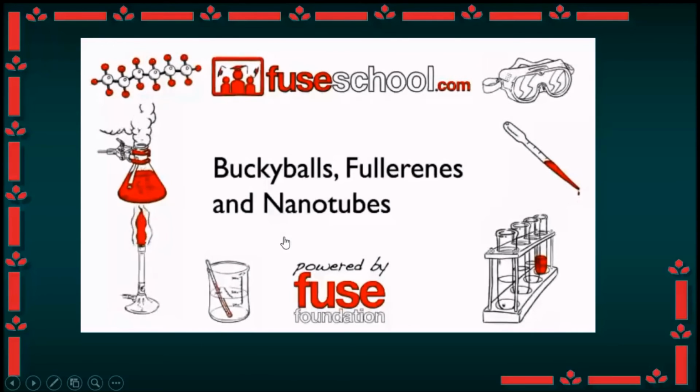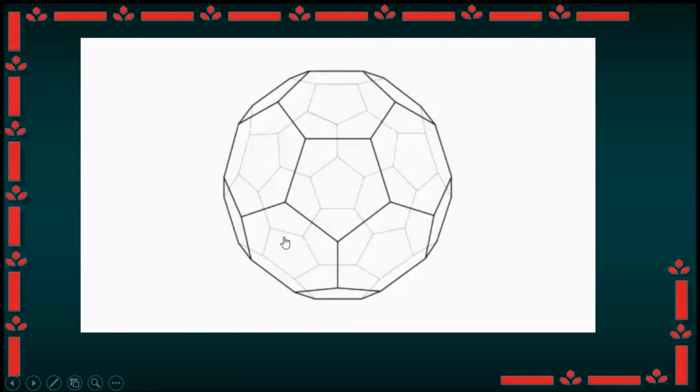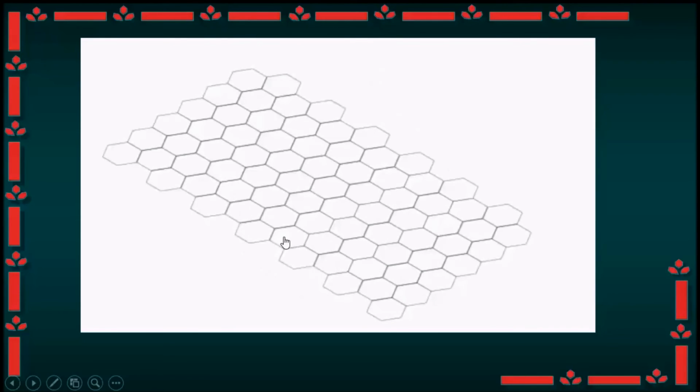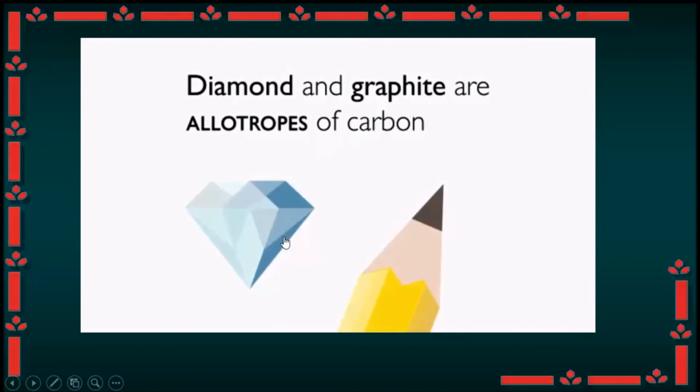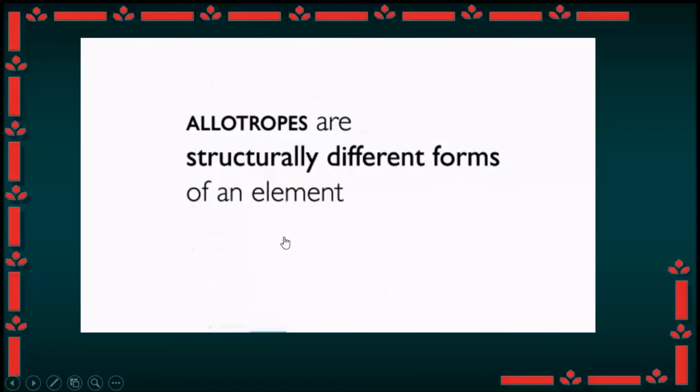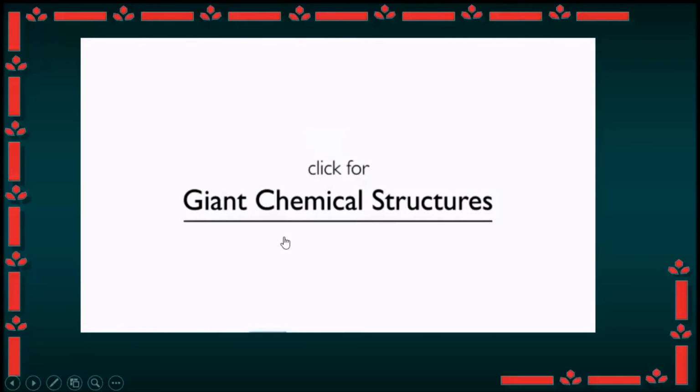In this video, we are going to learn about the structures of buckyballs, also known as Buckminster fullerenes, graphene and nanotubes, and what their importance are in an area of science called nanoscience. You may already be familiar with diamond and graphite as two allotropes of carbon. Allotropes are structurally different forms of an element. There's a video on this channel called Giant Chemical Structures that you might want to look at. If you have watched this video, can you remember the structural arrangement of the carbon atoms in graphite? Pause the video and resume when ready.